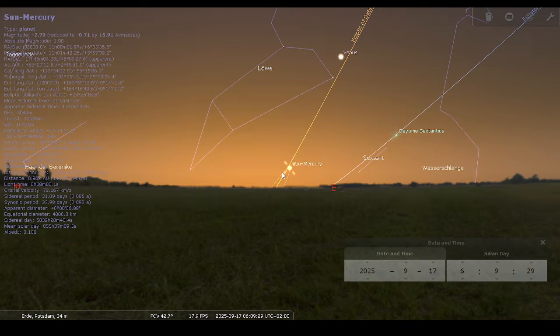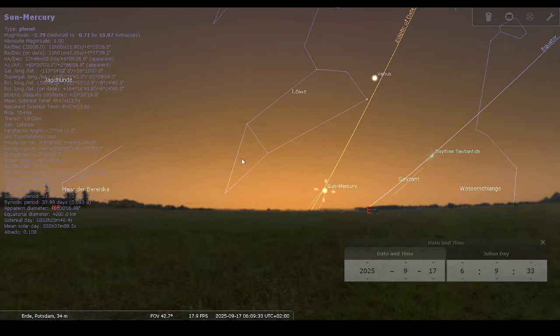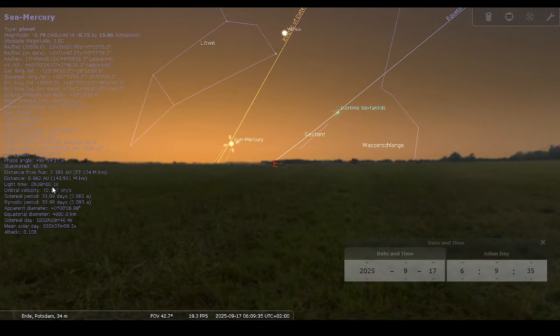Remember, this planet is not a real existent planet, and you're looking at this value. It's a rather high orbiting velocity of 72.1 kilometers per second. In comparison, the Earth is orbiting about the Sun at about 30 kilometers per second, so more than twice as fast.